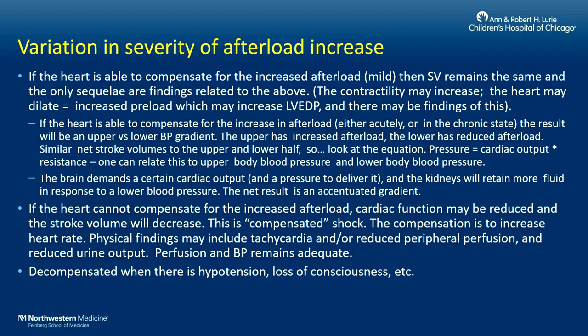If the heart is able to compensate for the increase in afterload, either acutely or in the chronic state, the result will be an upper versus lower blood pressure gradient. The upper body, in a way, has increased afterload, but you have reduced afterload in the lower half of the body. Similar net stroke volumes go to the upper and lower half. So really, again, we're going to look at these equations. Flow is flow. The brain demands a certain cardiac output and pressure delivered, and the kidneys will retain more fluid in response to a lower blood pressure. The net result of all these compensations is an accentuated gradient.